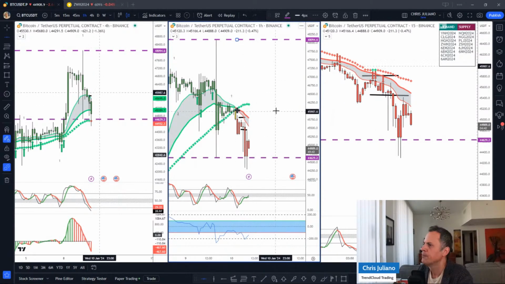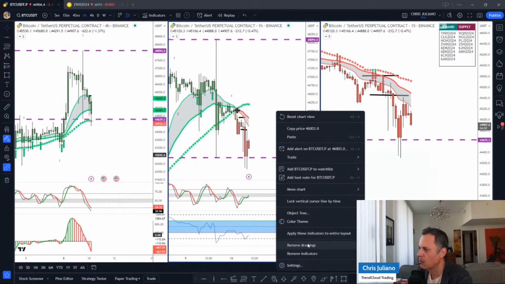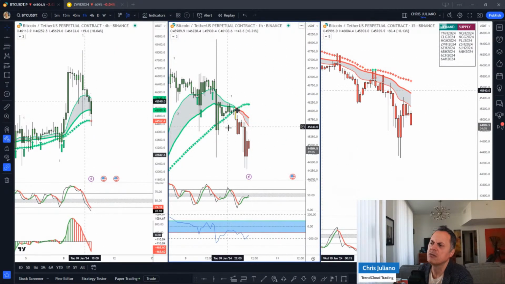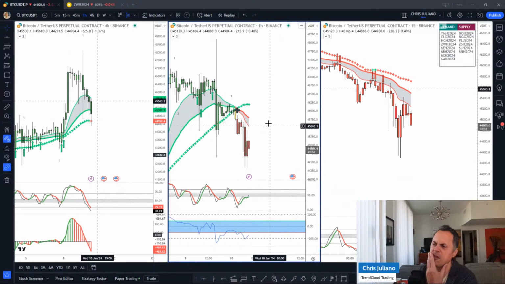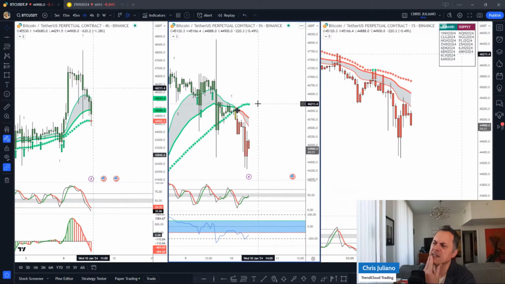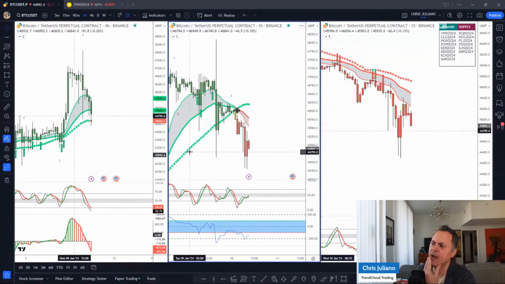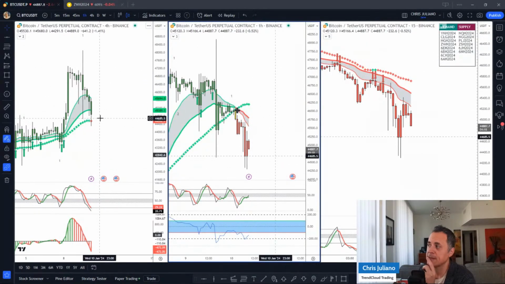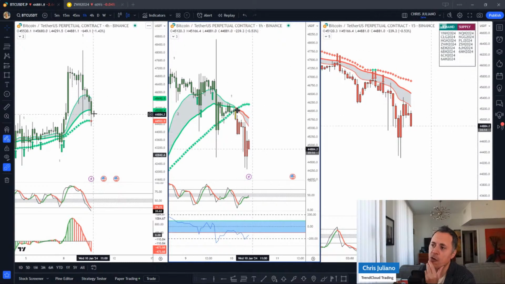Take a look at the charts. Let's get rid of everything here. What is against us? Well, we got this pseudo downtrend, right? Because we still have this, our line in the sand here is still green, okay? So not a full downtrend, and we are in an uptrend on the 4-hour chart, right? We're in an uptrend.